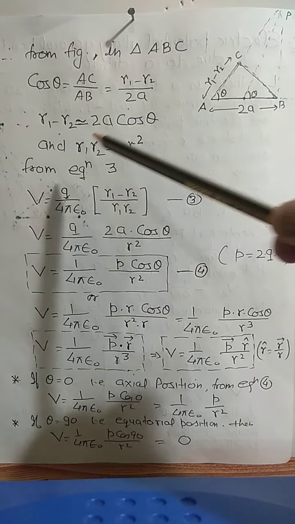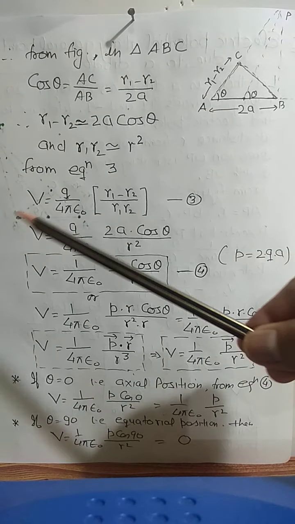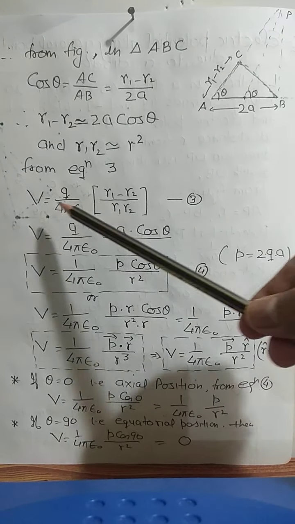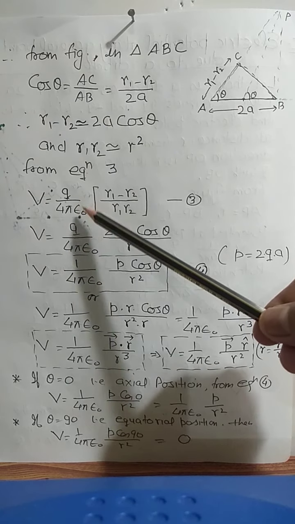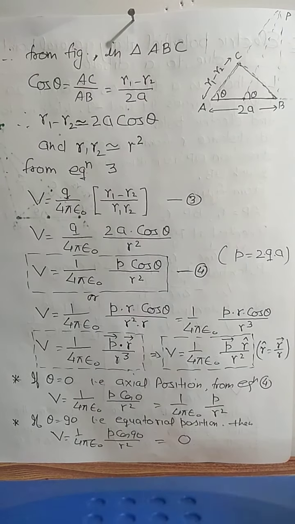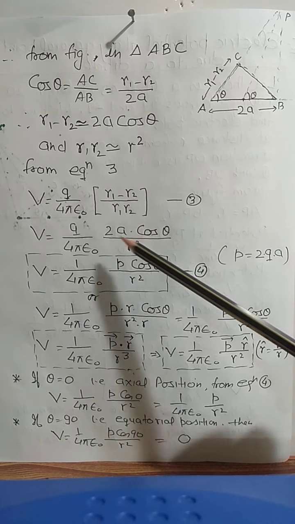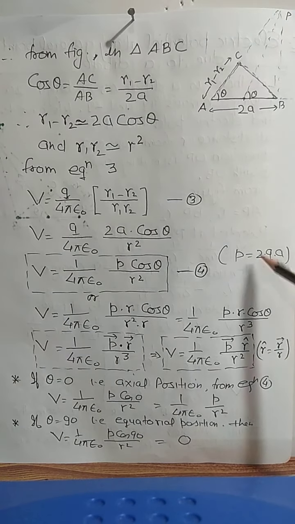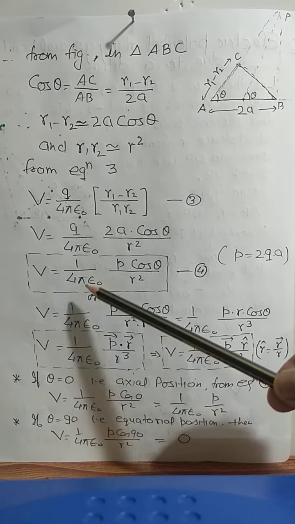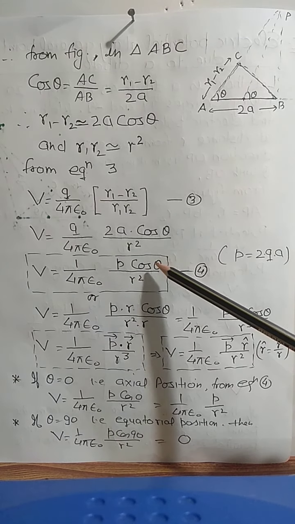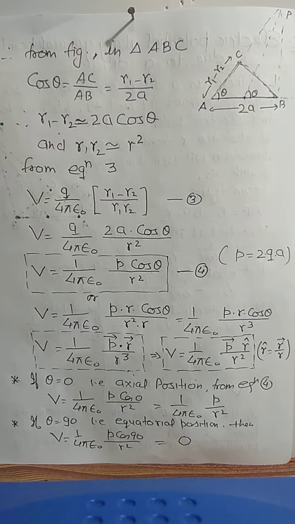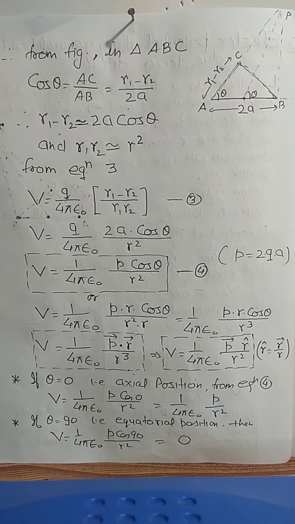Putting these two values in the previous equation, V is equal to q upon 4 pi epsilon naught times R1 minus R2 upon R1 R2. Putting it here, and 2qa is p, so V is equal to 1 upon 4 pi epsilon naught, p cos theta upon R square. And this is the formula for the potential at any general point.